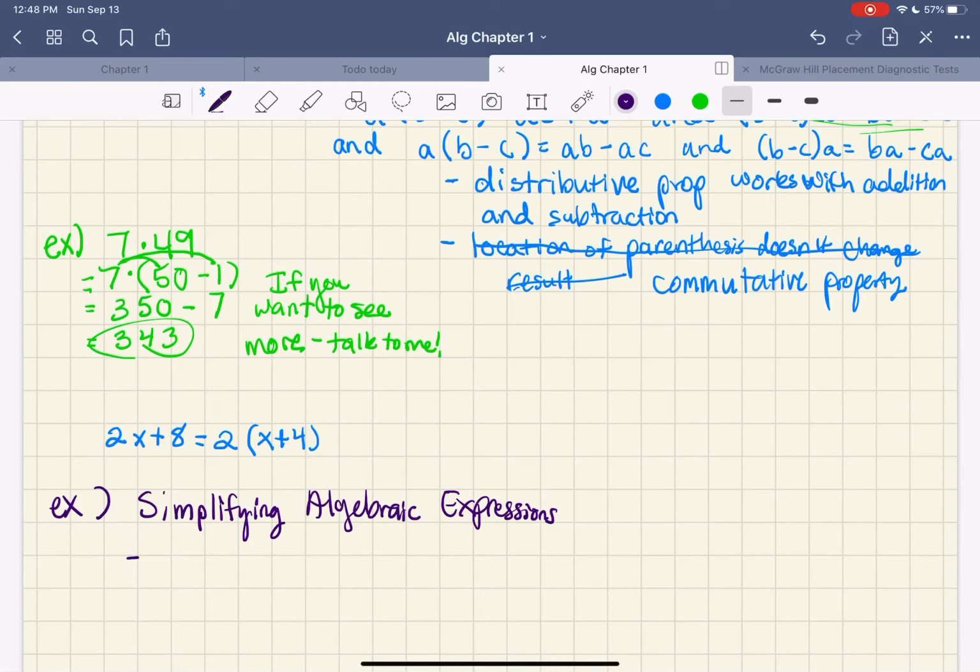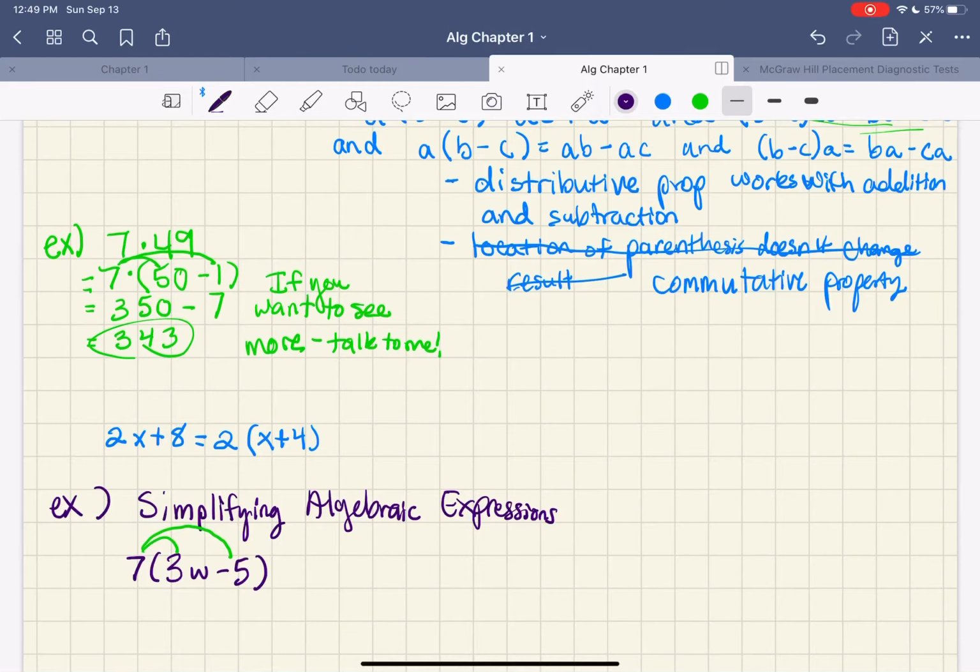So let's say we have 7 times (3w minus 5). Cool, we want to simplify this. We go through PEMDAS, and this is what we end up with. We can't go any further without the distributive property. So I'm going to use a different color. Okay, go like this. I'm going to multiply the 7 by both of those.